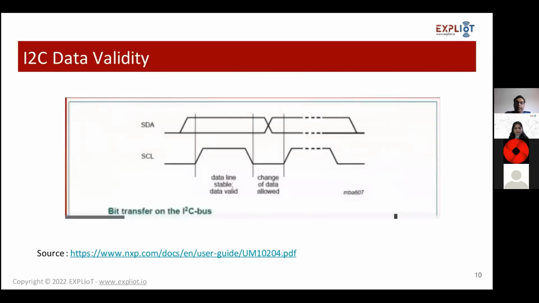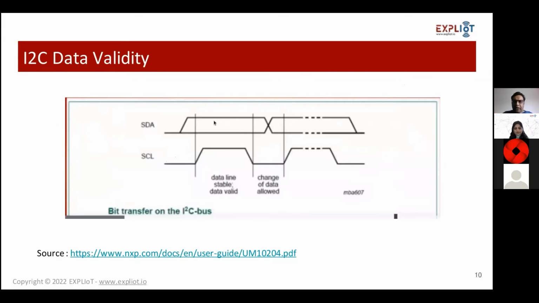Now, the next part is how do we validate that this data has been communicated? For that matter, the I2C specification says that the data is communicated when there is a change of the serial clock line.